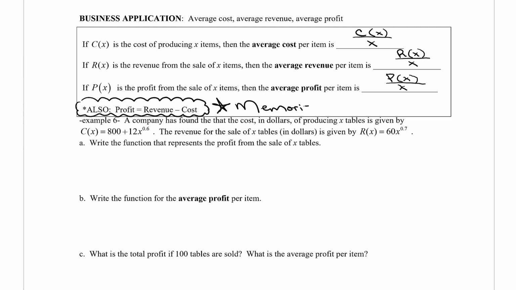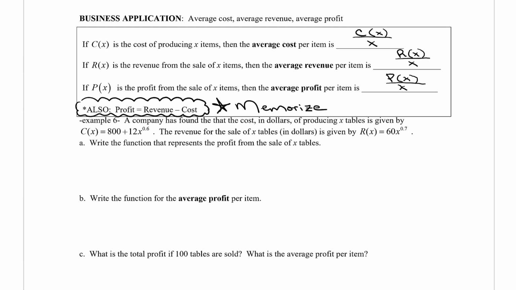Example 6. A company has found that the cost in dollars of producing X tables is given by C of X equals 800 plus 12X raised to the 0.6 power. The revenue for the sale of X tables in dollars is given by R of X equals 60X raised to the 0.7 power, or 7/10 power. A. Write the function that represents the profit from the sale of X tables.